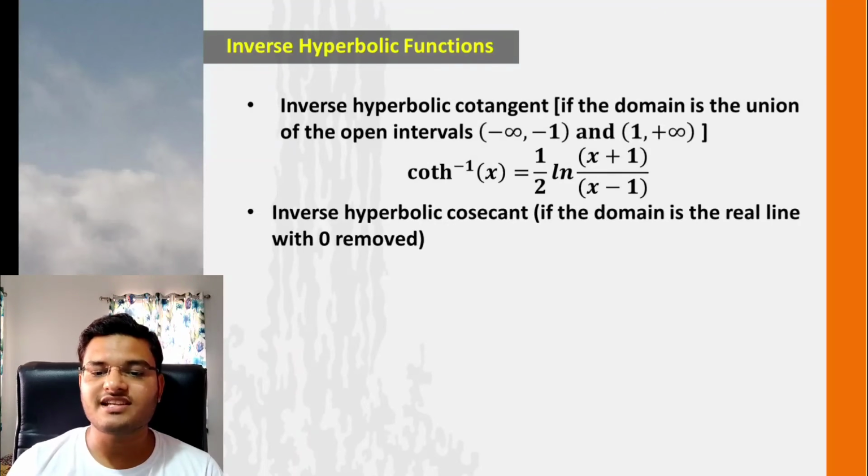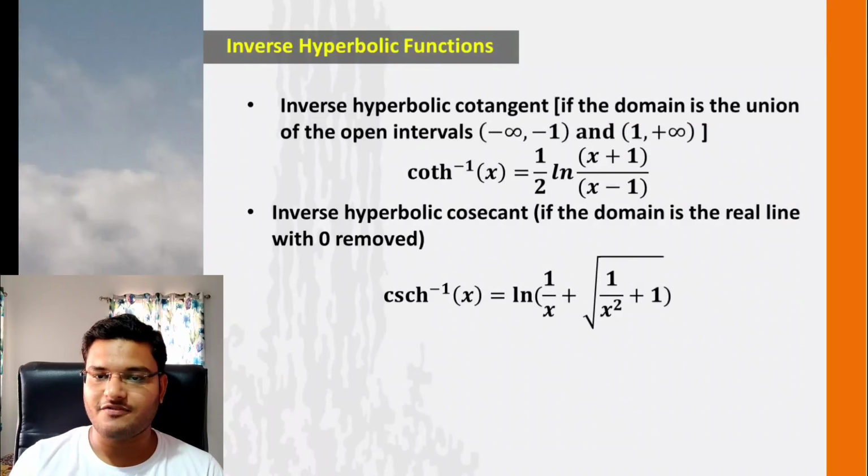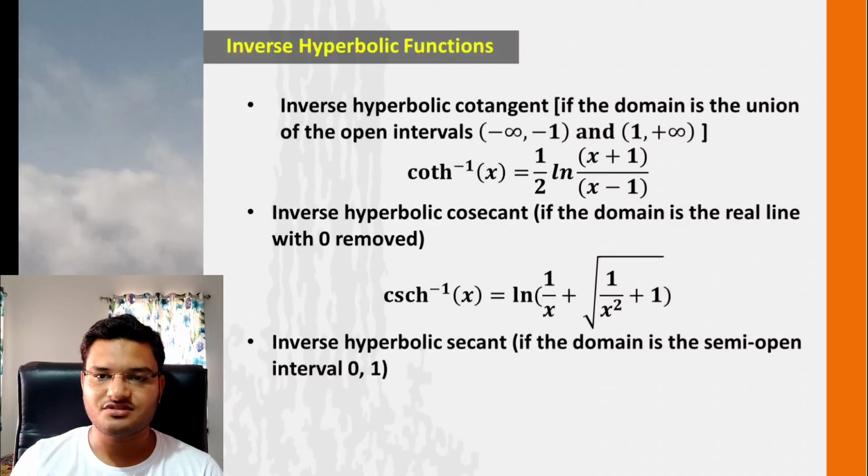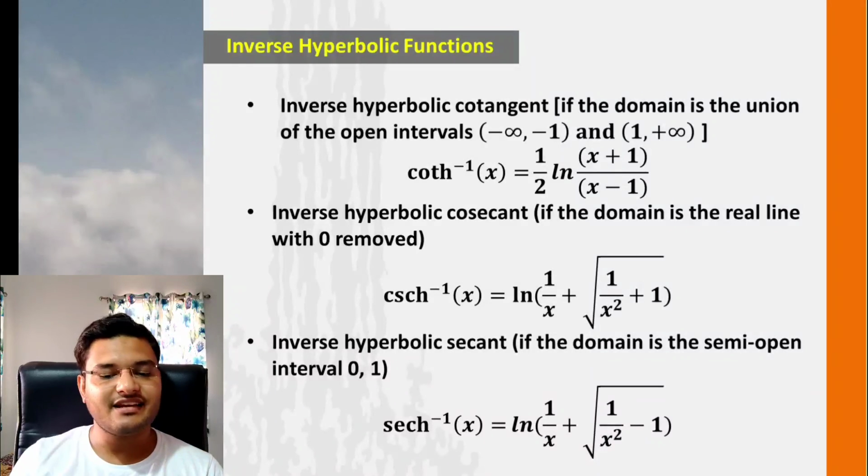Inverse hyperbolic cosecant. If the domain is the real line with 0 removed, then the cosech inverse of x is defined as ln of 1 by x plus square root of 1 upon x square plus 1. Inverse hyperbolic secant. If the domain is the semi-open interval 0, 1, then sech inverse of x is defined as ln of 1 upon x plus square root of 1 upon x square minus 1. That's it for this video.